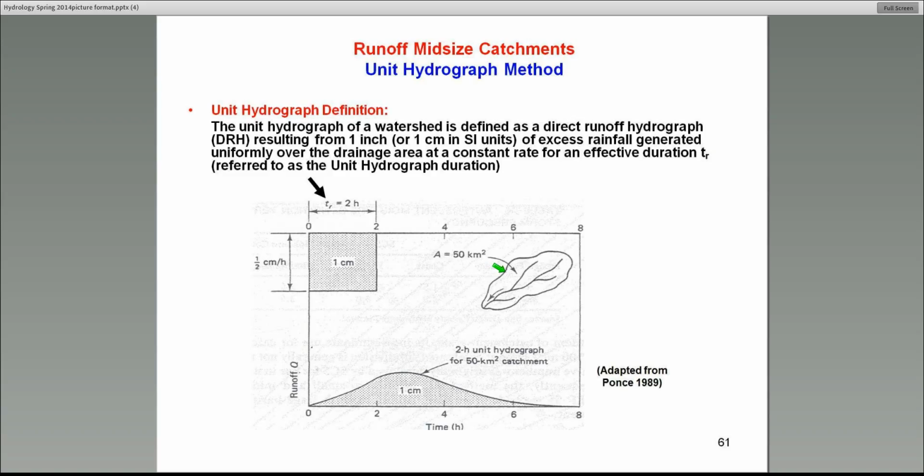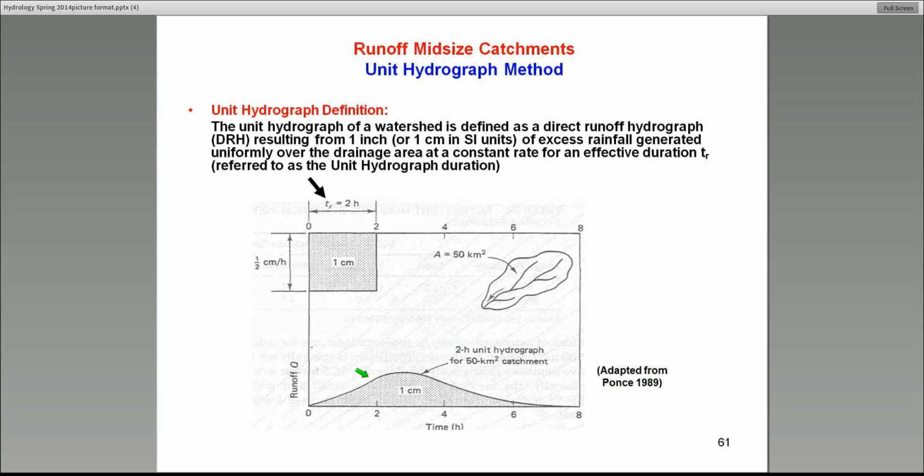If 1 inch fell, or 1 centimeter fell, over this entire watershed uniformly, which is highly unlikely to happen if you have a large watershed. So the unit hydrograph also has its problems when you extend this method to large catchments. But anyway, that's what it produces. You have to accept the shape.